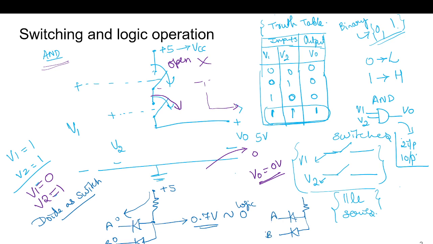A and B, when both are 1, this diode will be off, so there is a path, and then the output will be logic 1. So in this way we can obtain the AND gate operation using the diode. So we are using diode as a switch.